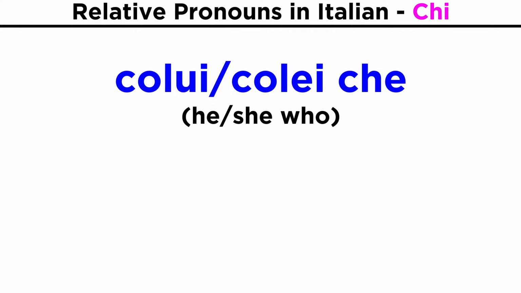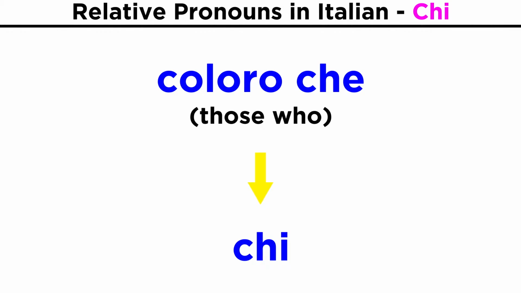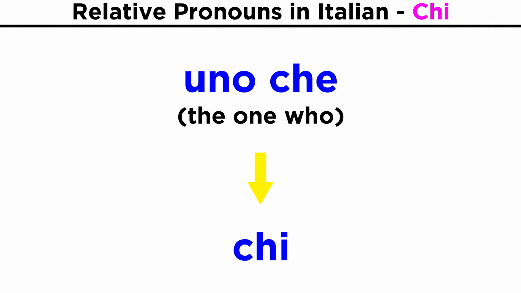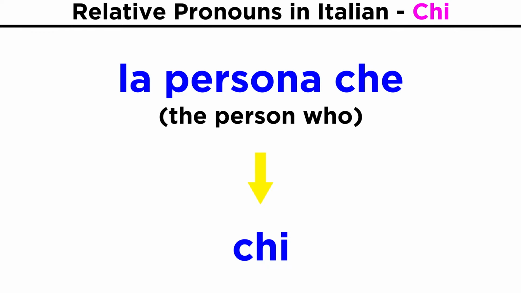As we said, colui or colei che, which means he who or she who, can be written as chi. The same goes for the plural, coloro che, which means those who. Then, qualsiasi persona che, or whoever, uno che, or the one who, and la persona che, or the person who. All of these can be shortened to simply chi.